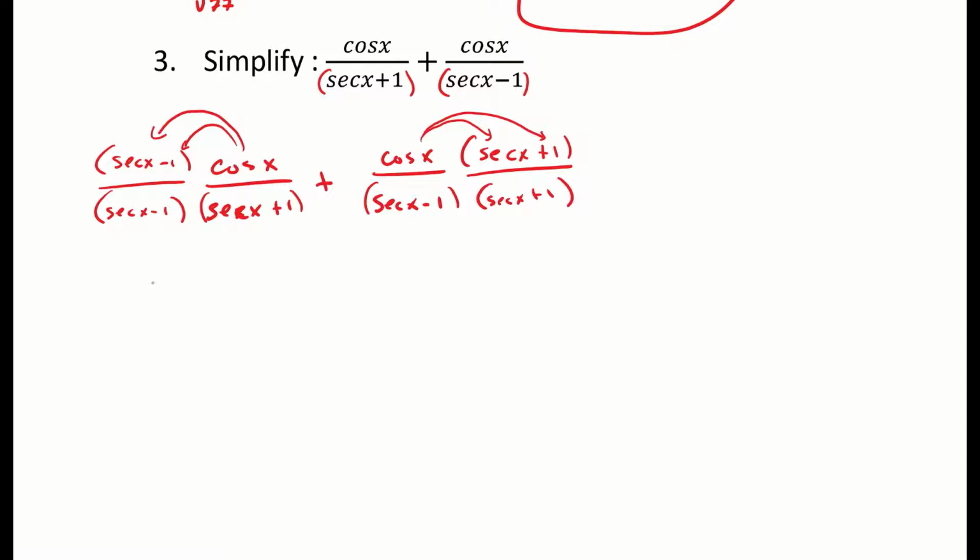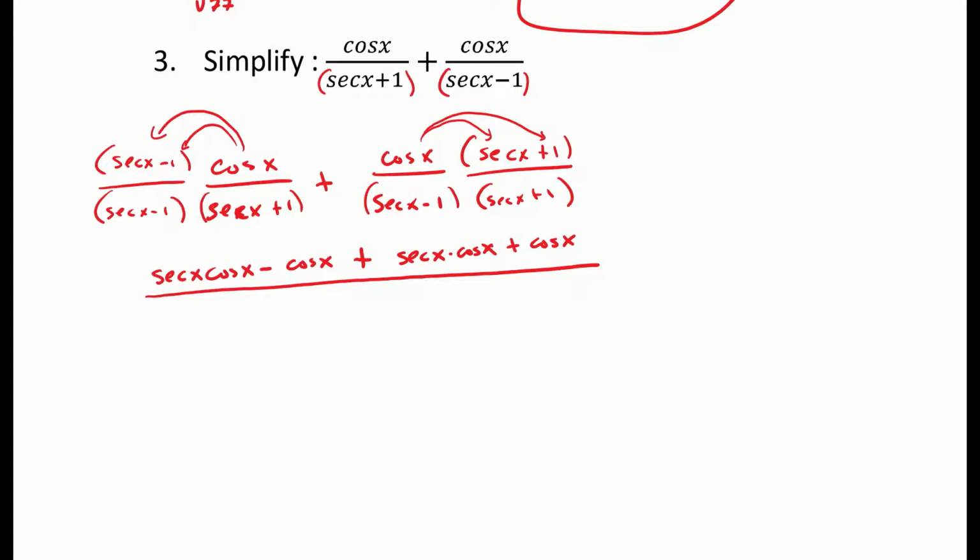simplify. So let's start. So we have secant x cosine x, and then we have minus 1 times cosine x, and then we have a big plus here in the middle. So we have a big plus between the two expressions, and we have again secant x times cosine x plus cosine x, and all of that is being divided by the denominators after we multiply them together.